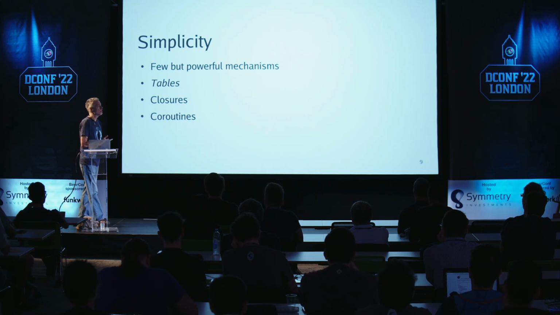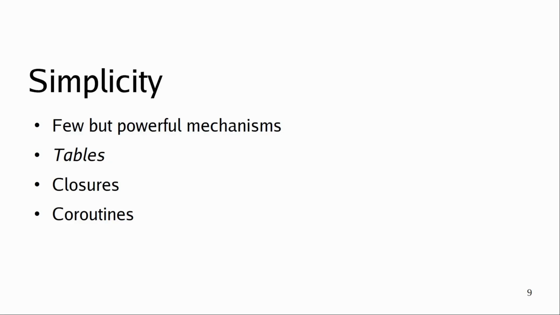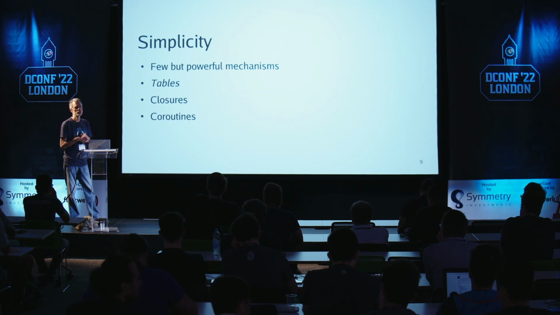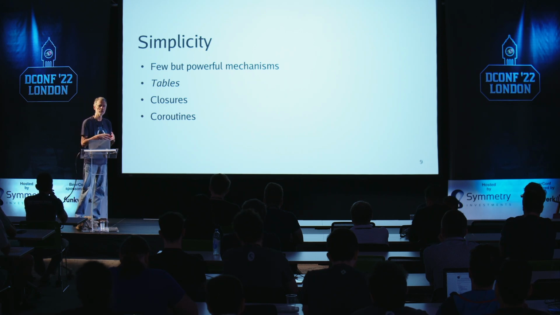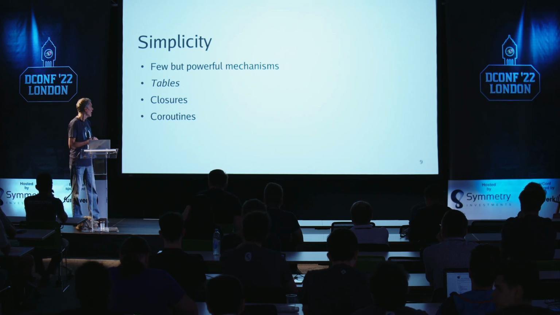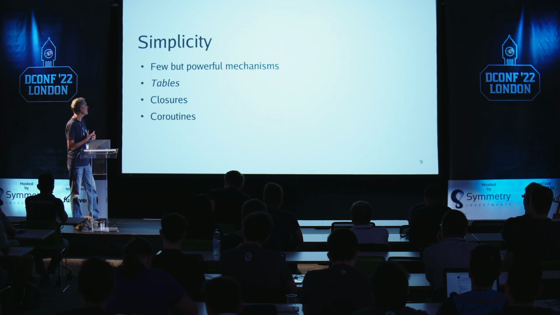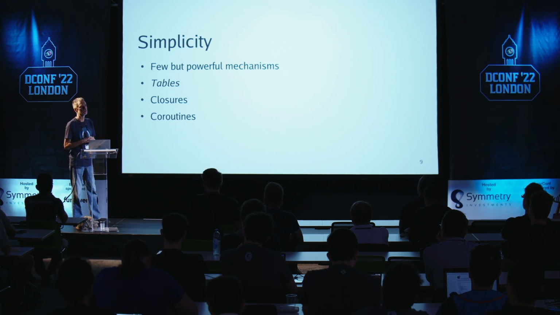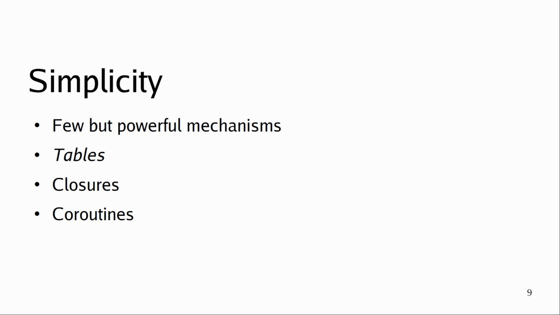So how do we achieve simplicity? One of the main ideas of Lua is to have very few but powerful mechanisms. We try to avoid restrictions. We try to have smart implementations so they are reasonably efficient. The main mechanisms in Lua that make the language, in terms of semantics, are tables, closures, and coroutines. I'll talk a little about each one.